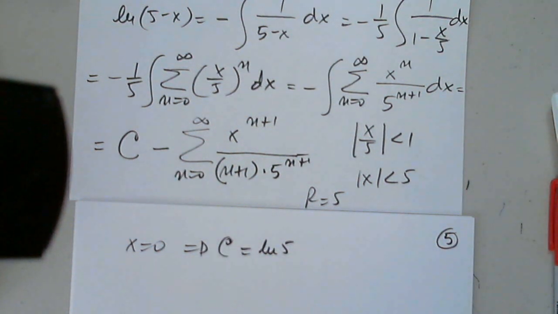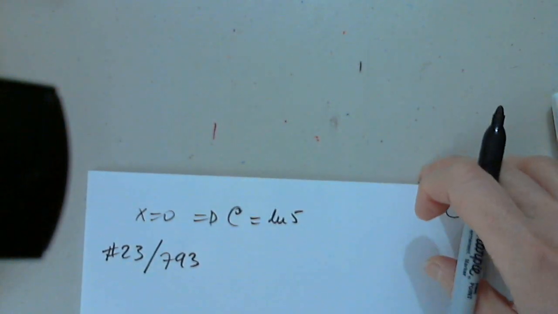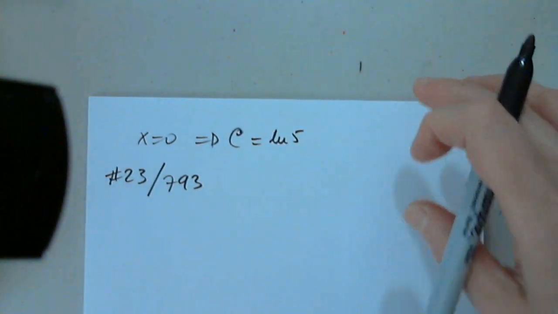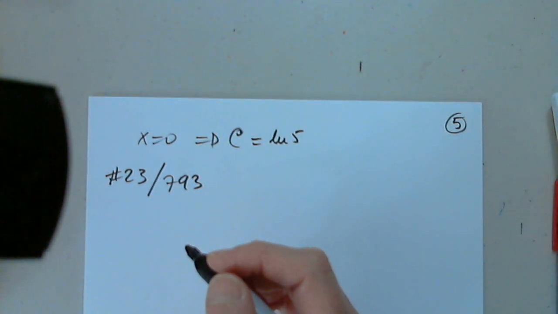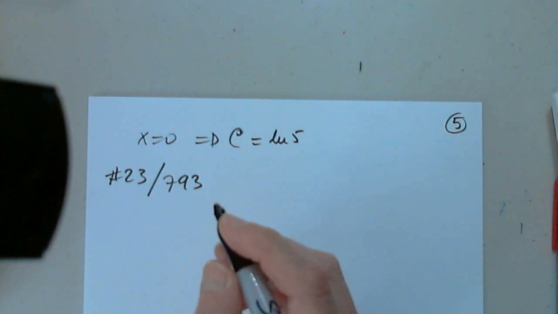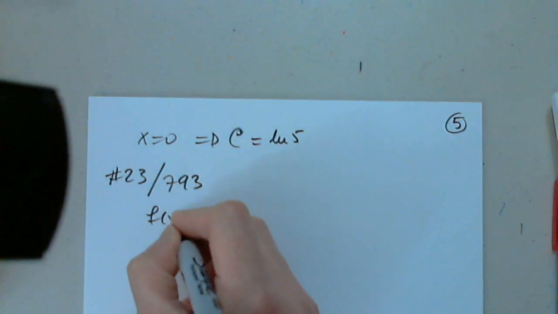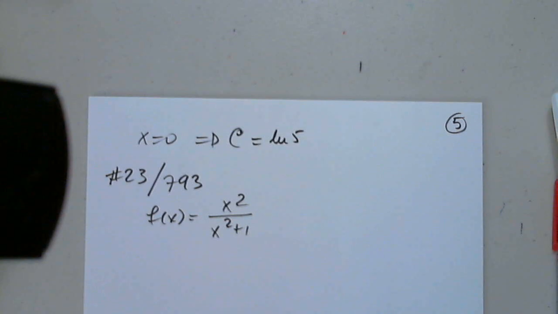Okay, moving on. The next question, 23, on the same page, 793. Let's see how we are on time. Okay, still good. Find the power series representation for f and then graph several partial sums. So f of x equals x squared over x squared plus 1.